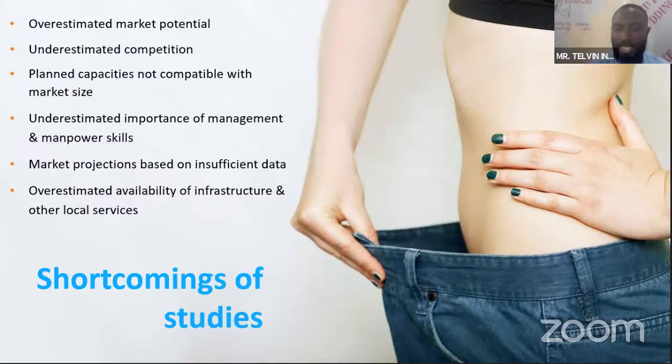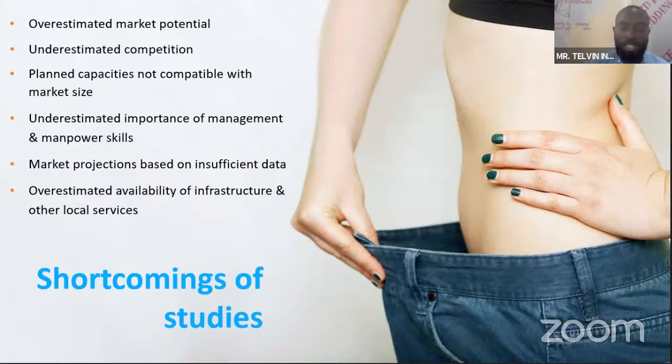And other local services. Are you going into bakery? Are you going into confectionaries or pastries? When you go into such business, your machines that you are going to use, are you going to use an automated oven or a local oven? If you are using an automated oven, do you have people who can service these machines? Do you have adequate power supply for these automated ovens? Do you have people who know how to operate these automated ovens? So these local services and infrastructure, if you overestimate it, it's going to have problem with you.